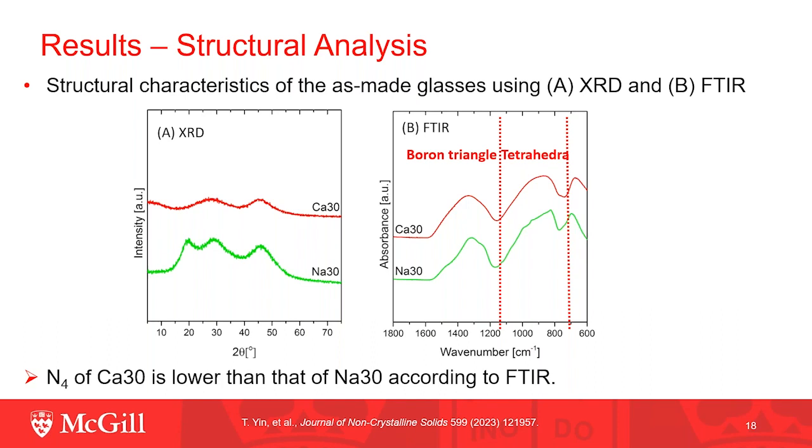XRD and FTIR analysis were used to study the structure of calcium 30 and sodium 30. The XRD diffractions indicate their amorphous glass nature. In the FTIR spectra, the relative intensity for the B4 unit of calcium 30 is lower than that of sodium 30, indicating the lower N4 of the calcium 30, which is also in line with the previous study.